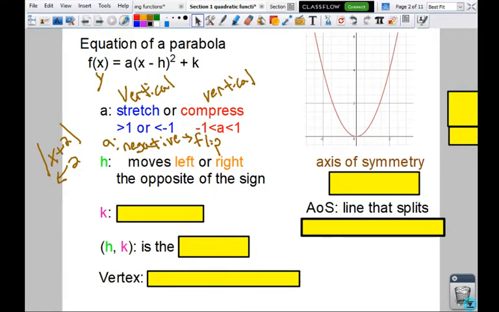So h goes left to right, but it's the opposite of what you think. k is up or down, and it's just whatever you see. If it's plus, it goes up. If it's minus, it goes down. So that's whatever you see.